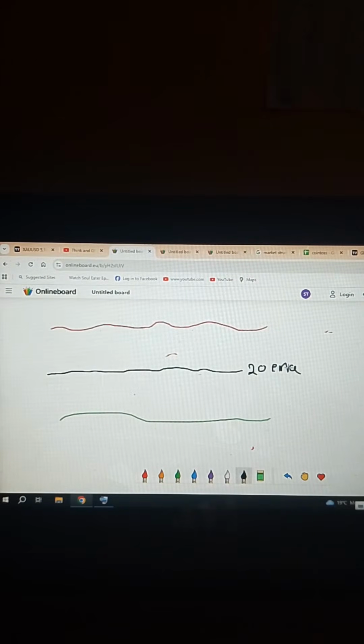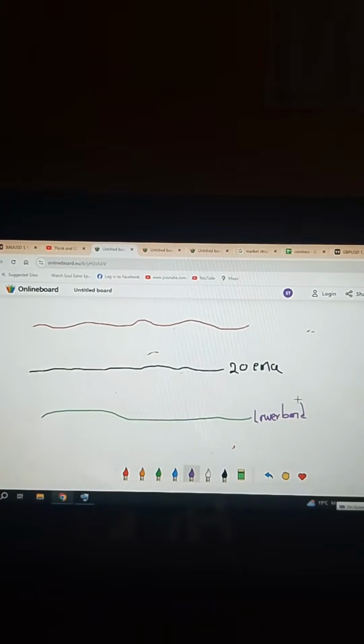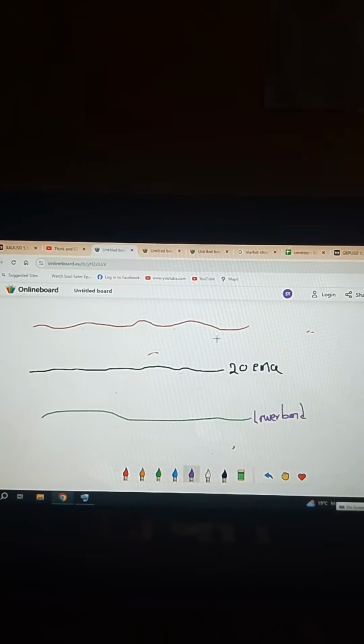So this lower band here, you can see here, it is called the lower band. Maybe I can use a different color. It's called the lower band. Let's continue. What about the upper? Then we have the upper band here.